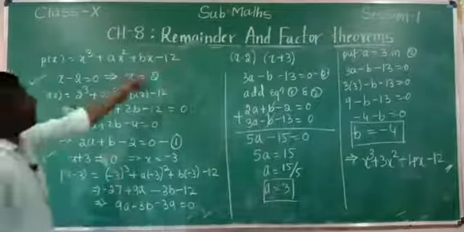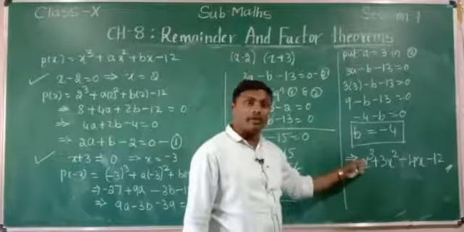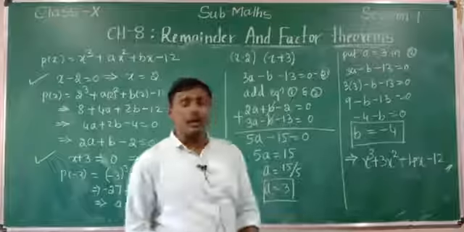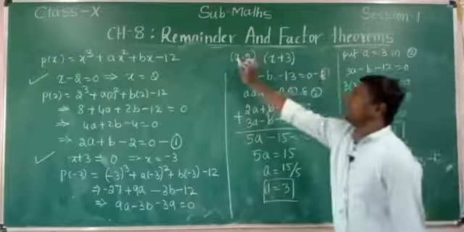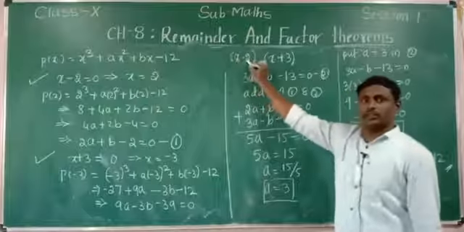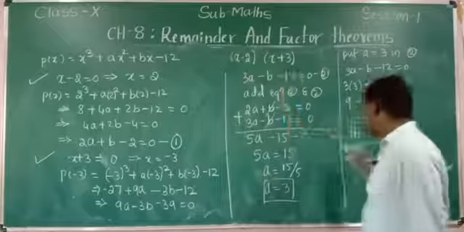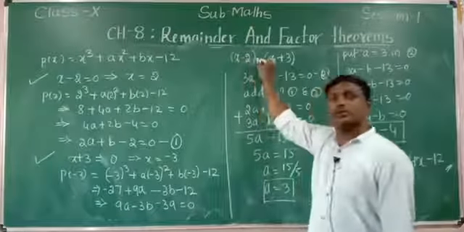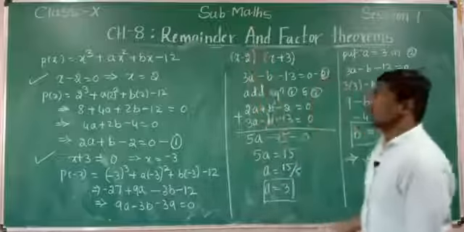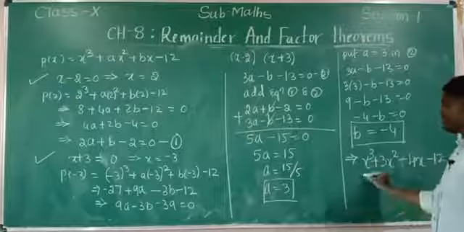By substituting these values, we can verify whether a and b are correct or not. Just take one example here. x minus 2 is a factor, right? So x minus 2 is a factor means the whole expression becomes equal to 0. So x minus 2 is equal to 0 means then x is equal to 2. Substitute 2 in the given equation. What will you get? Just see this one.